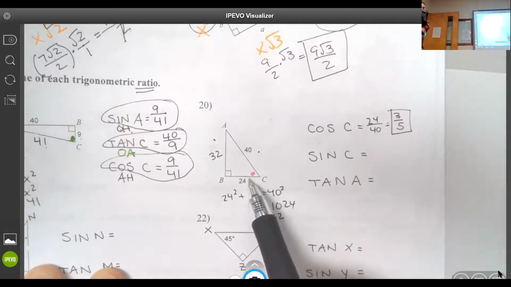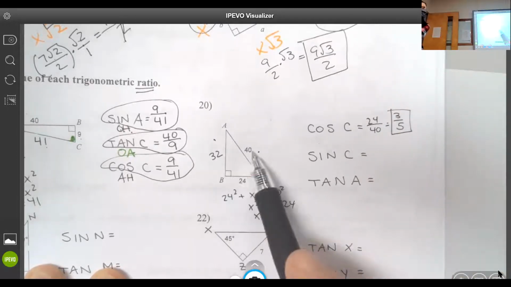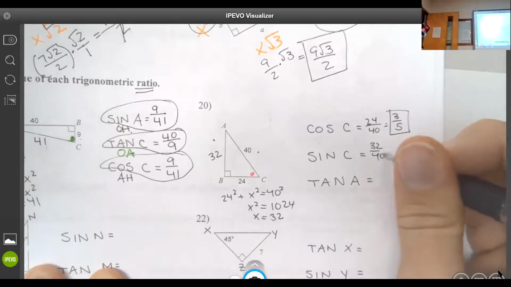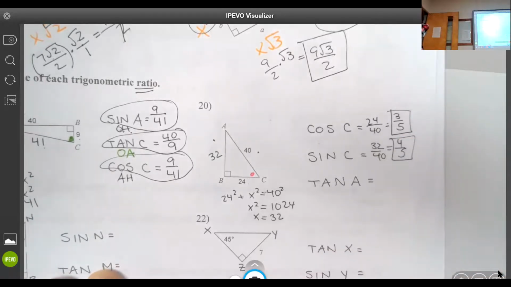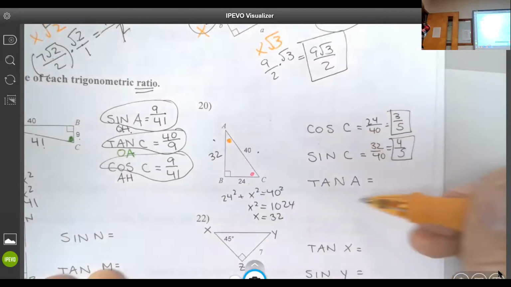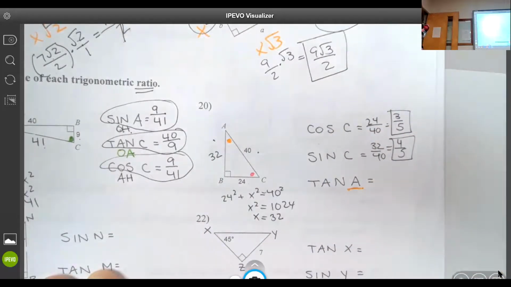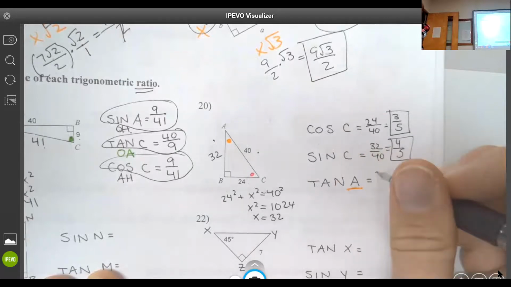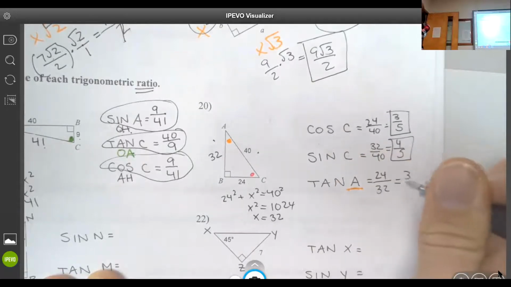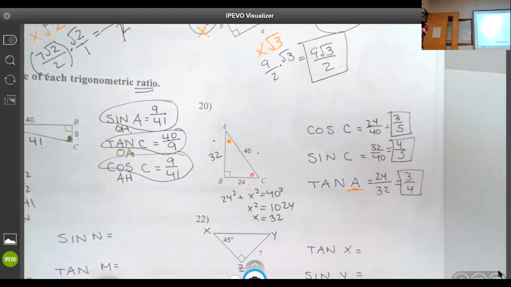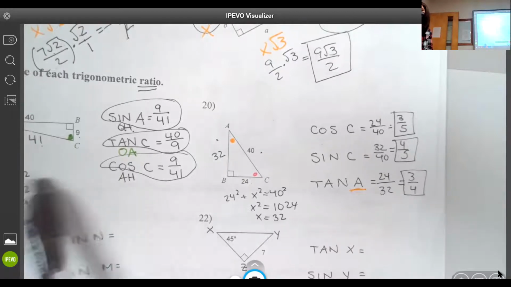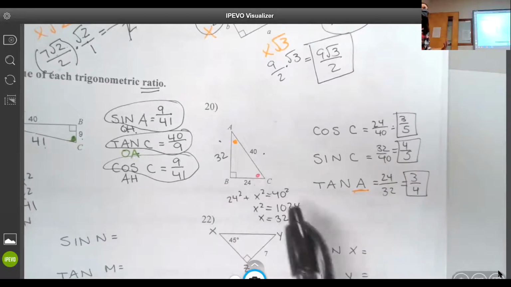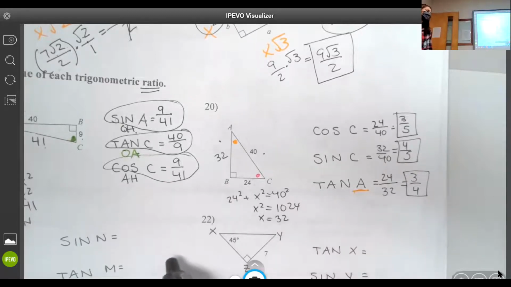Then it asks for the sine of C, which would be 32 over 40. And again, I would reduce down to 4/5. Notice there's my 3, 4, 5 showing up. But for the last one, make sure we switch perspectives. It switches to A. So tangent of A, well, opposite A would be 24, adjacent 32, giving me 3/4. So you just have to be careful that you're looking from the right angle as we're doing this. Okay, so for 19 and 20, we found the missing side. In order to write the ratio, we needed that missing side using the Pythagorean theorem.